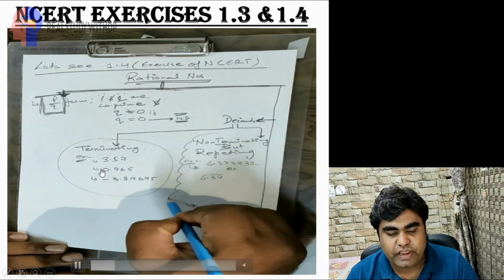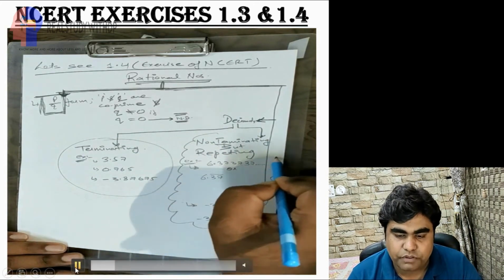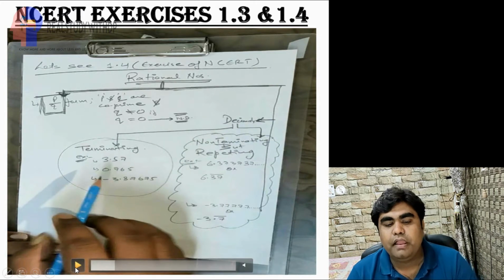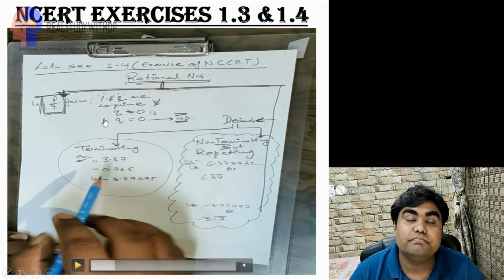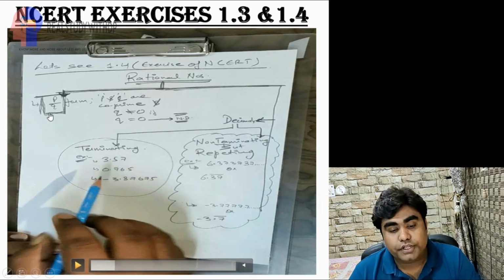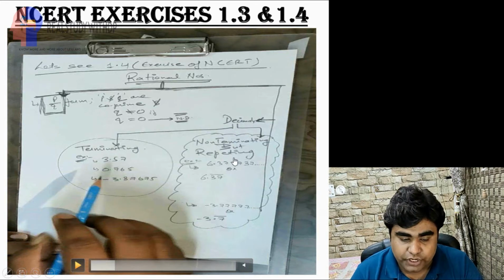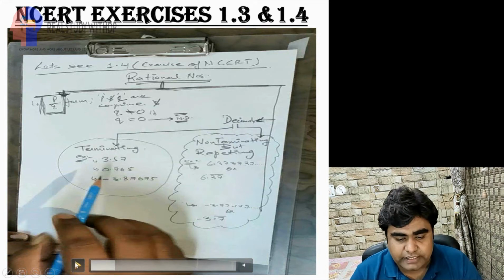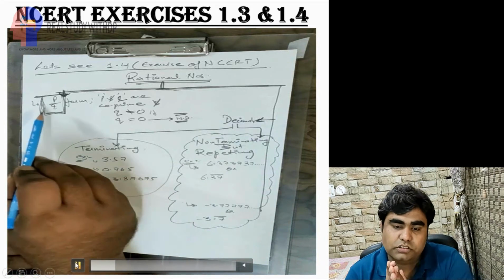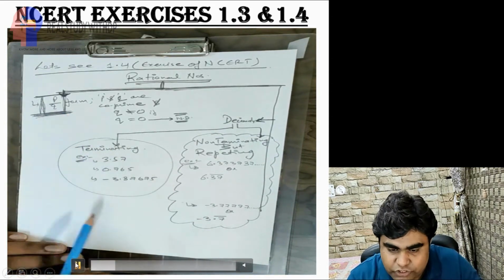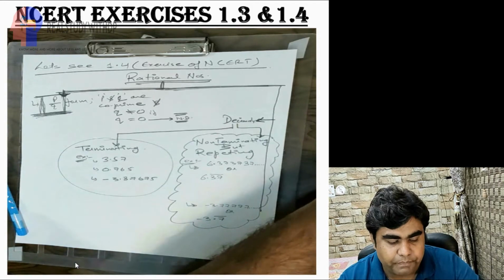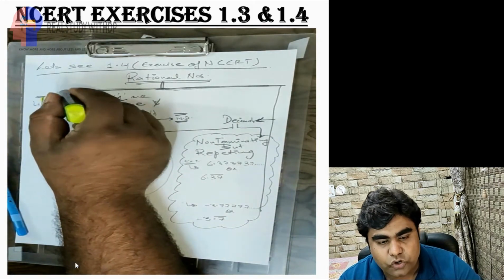So what we have seen is that rational numbers can usually be represented in 3 major categories. The first one is the P by Q form, the second one is terminating decimals, and the third one is non-terminating but repeating. So why am I recapitulating all these things? Because you need to have this basic knowledge before we jump into exercise 1.4.